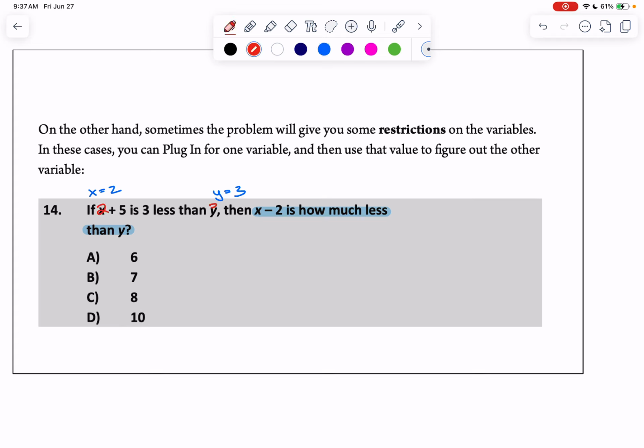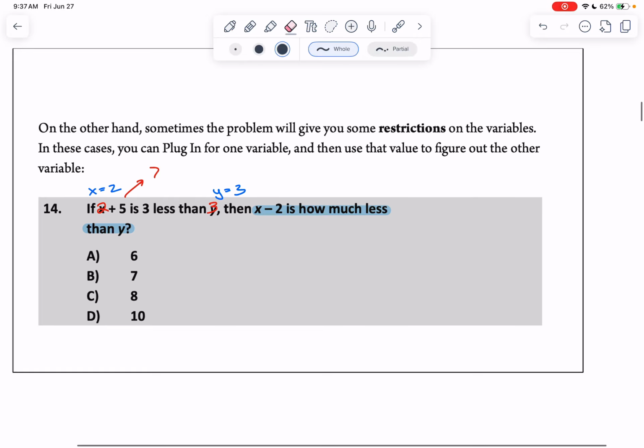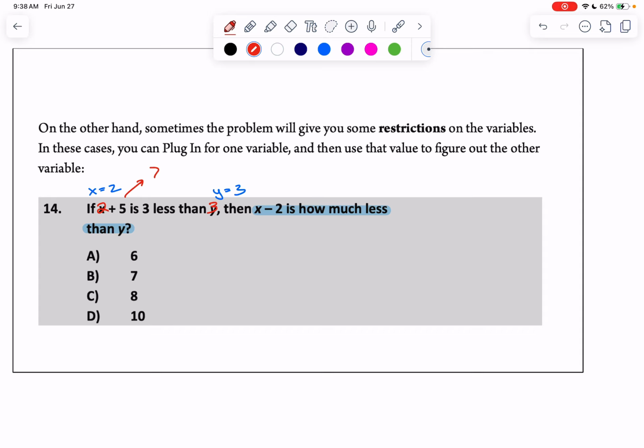Take a look. 2 plus 5 is 3 less than 3. Wait a minute, 2 plus 5, that's 7. Is 7 3 less than 3? No, 7 is 4 more than 3. So I must have mixed something up. The issue here is I picked my x and my y independently, when really whatever my x is will influence or dictate whatever my y is.